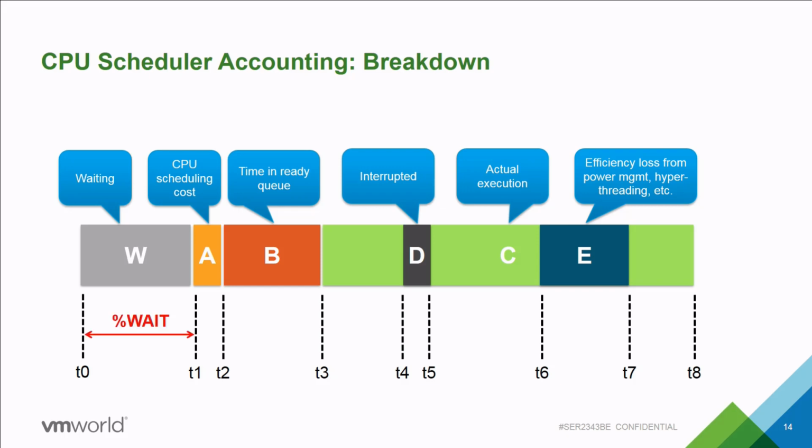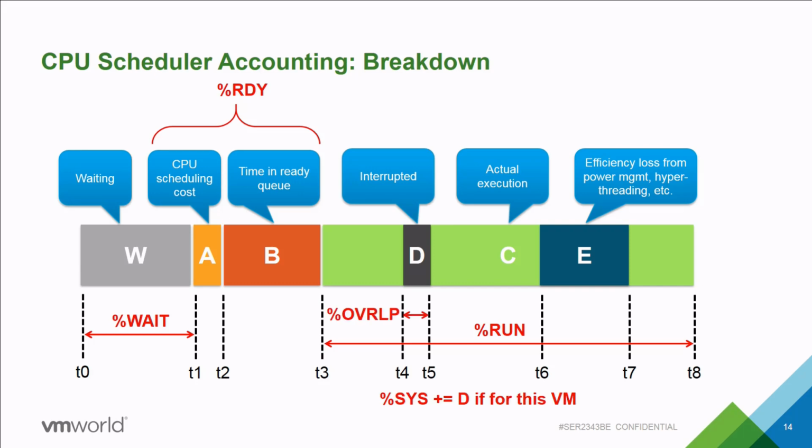So overall, here are the numbers that you can see from ESXTOP. The wait time is the time you spend waiting. For ready time, we include both the CPU scheduling overhead and the actual queue time. And from T3 to T8, we consider it as runtime. But the part in the middle is considered to be running, but it's interrupted by other things. It's called the overlap time.